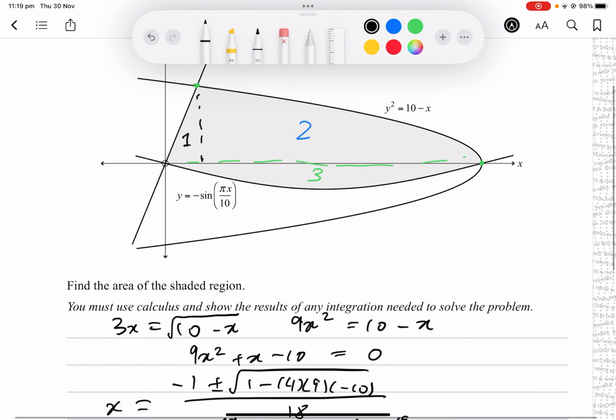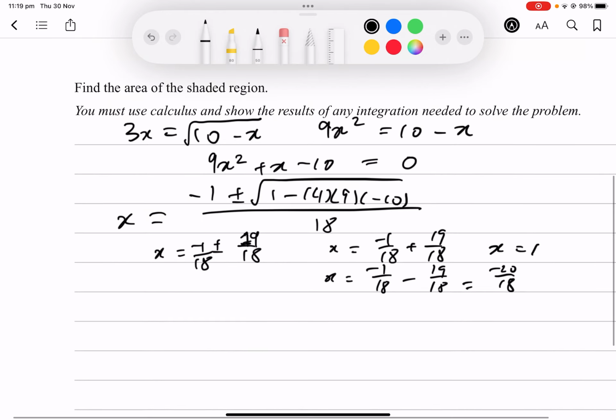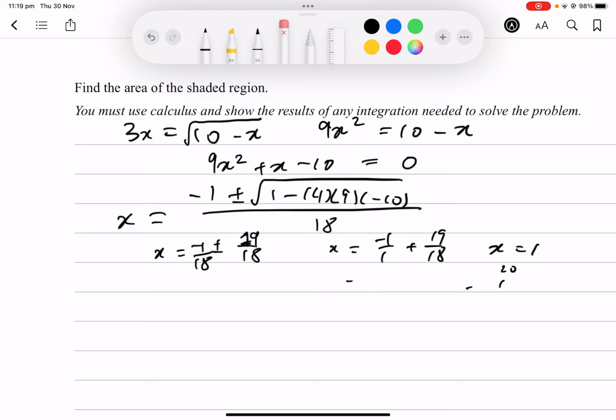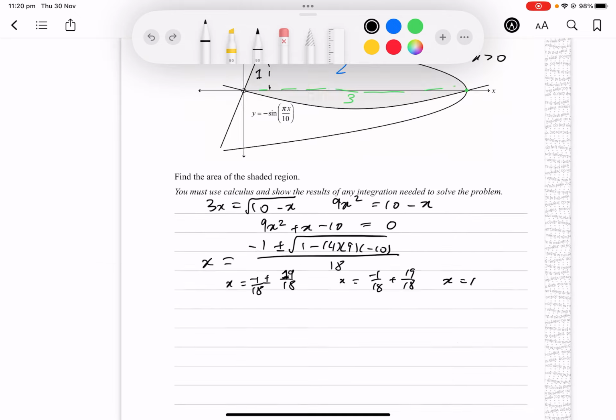However, we see here that clearly x is greater than 0, so we're just going to disregard that second solution there. Cool. We're going to say x equals 1. And if we substitute back to double check, 10 minus 1 is 9, and the square root of 9 is 3. 3 times 1 is 3. So x equals 1, that's our point there.